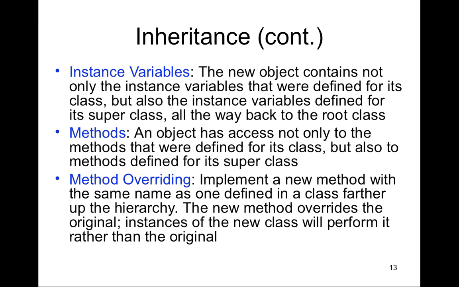So a new class object contains not only the instance variables, but you can define them for its class, but you can also have instance variables defined for superclasses and all the way back up. So if I made a class extension from date and had my extended date, I would have month, day, and year in there, and then I'd have like area code or something that would come from that. And then methods. So an object has access not only to the methods, but it can be defined for the class, but also from the superclass.